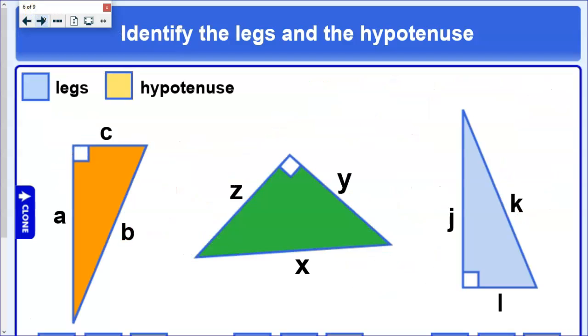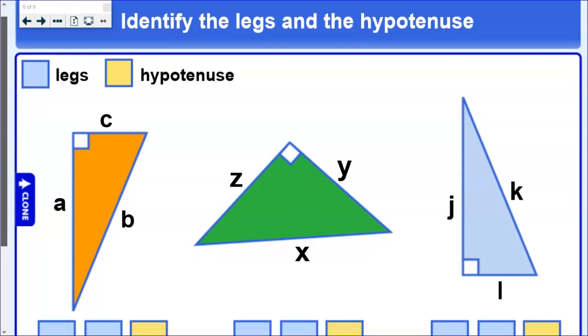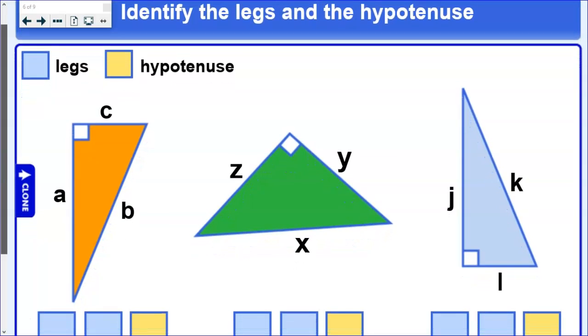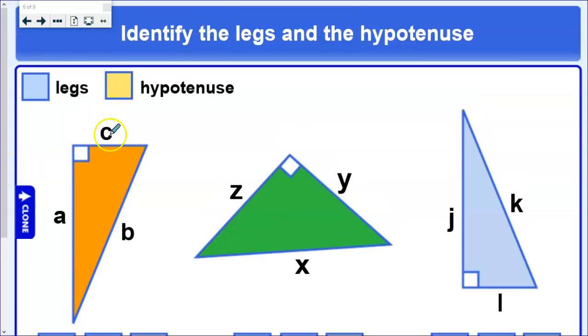Let's move on here. This slide is just saying identify the legs and hypotenuse. The reason for this slide is kind of what I was saying on the previous one. The triangles aren't necessarily going to be labeled A, B, and C. If it was based on our formula, the C would be across from the right angle and would be the hypotenuse. So you need to realize that your A squared plus B squared are the legs and your C squared is the hypotenuse.